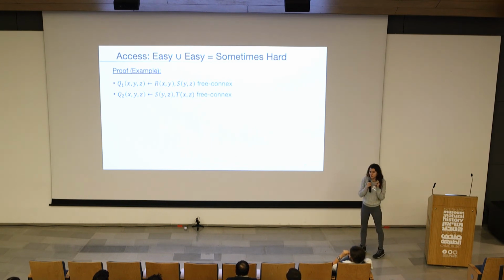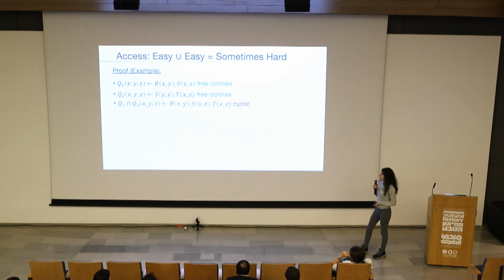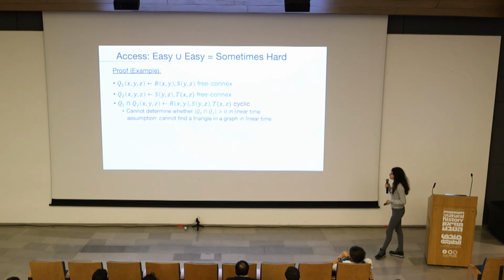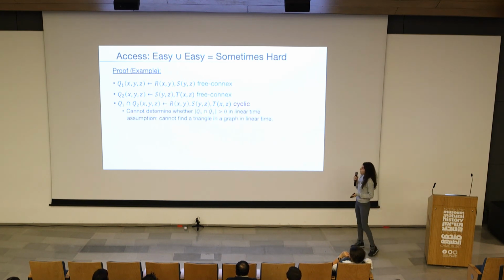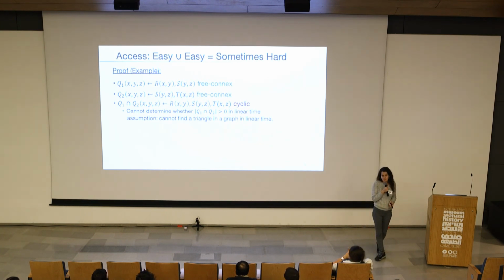If we look at the intersection of these two queries, we need answers that satisfy the condition on R, on S, and on T. This is the intersection, and it's exactly the cyclic query we saw before. So we know that we cannot find the first answer if we cannot find triangles in a graph in linear time.